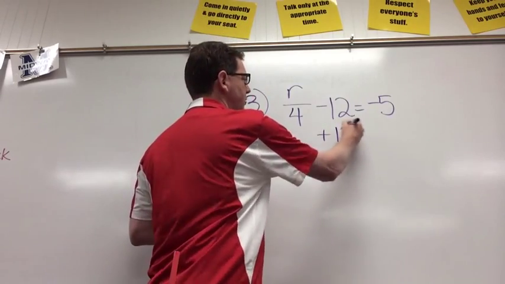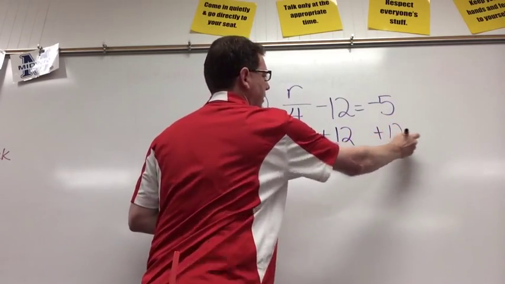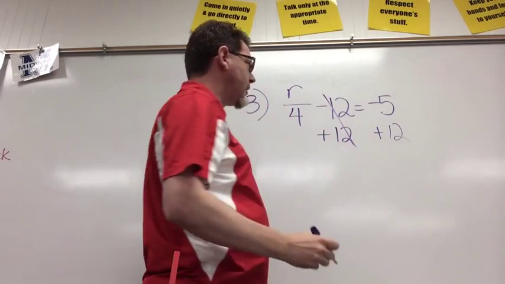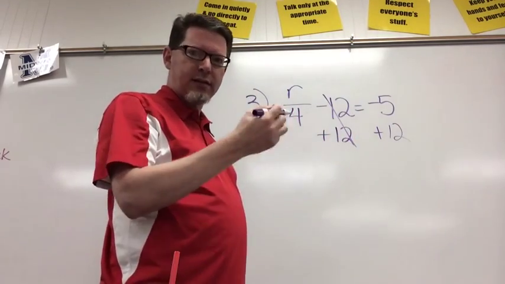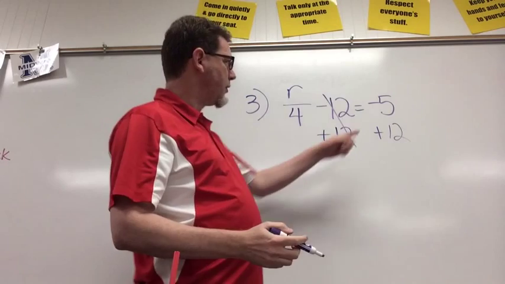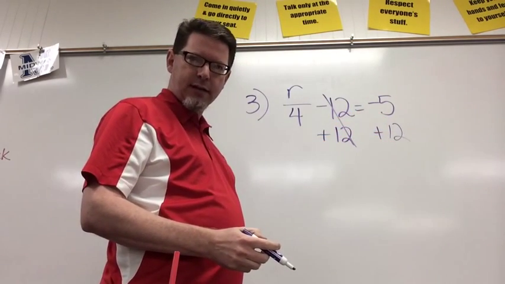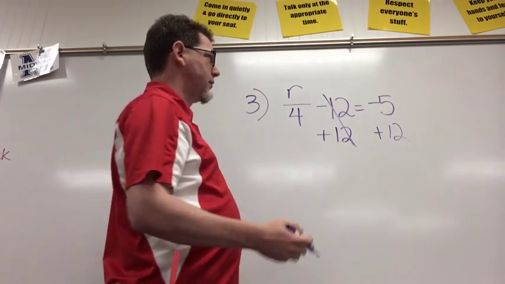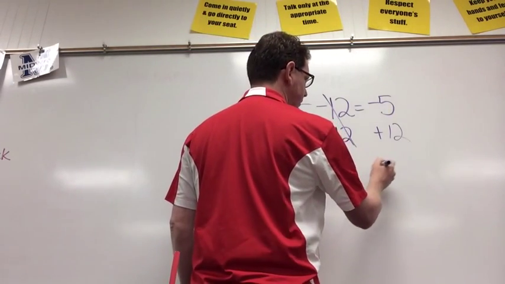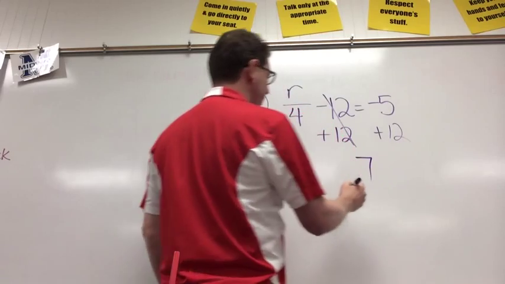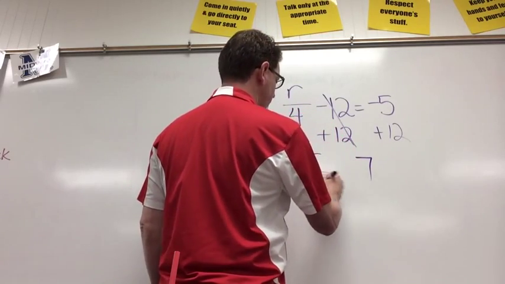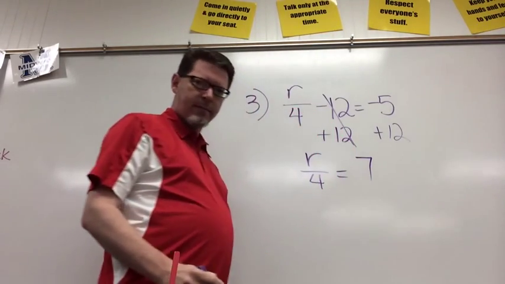So I'm going to plus 12 right there and a plus 12 right there. We know that negative 12 and positive 12 just cancel themselves out. So we got negative 5 plus 12. Well, what in tarnation is that? The rule is we got to do negative plus a positive, and we know that equals 7. So now we got r over 4 equals 7.